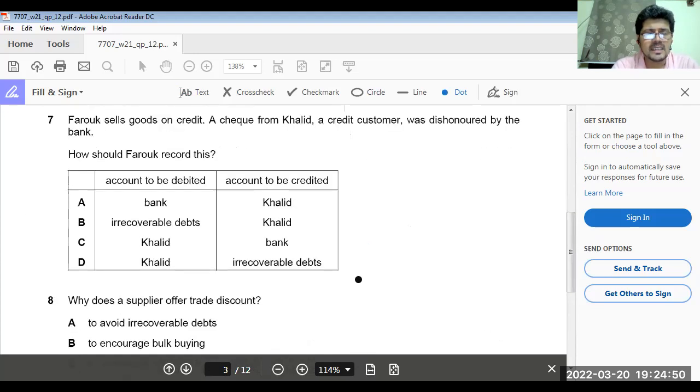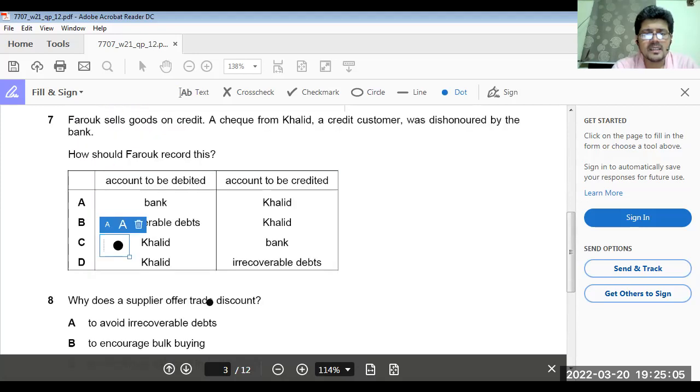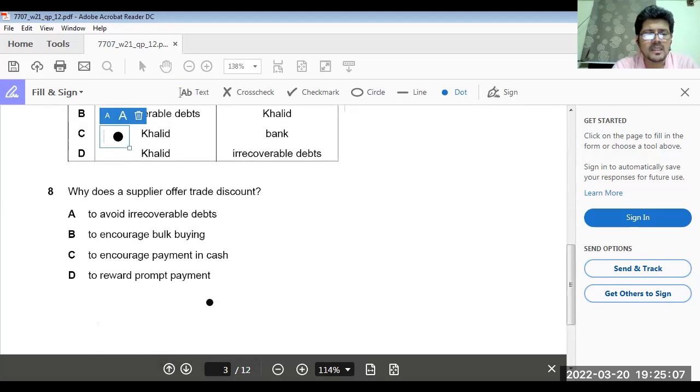Now come to this. Farooq sells goods on credit. A check from Khalid, a credit customer, was dishonored. Dishonored is very easy. Khalid debit, bank credit. You know that. Okay. Why does a supplier offer trade discount? Yes, to encourage bulk buying. Very simple answer.